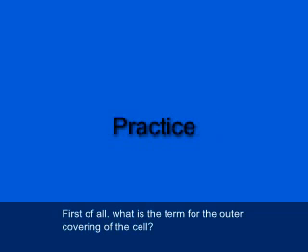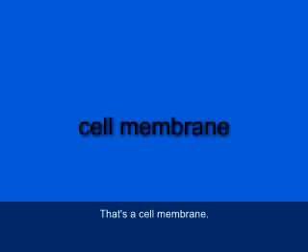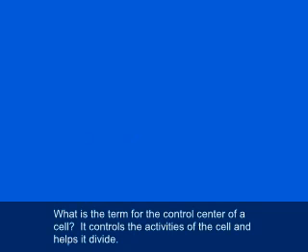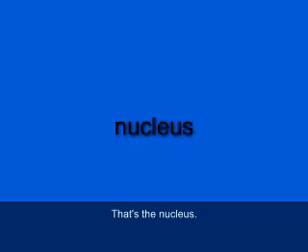First of all, what is the term for the outer covering of a cell? That's a cell membrane. C-E-L-L M-E-M-B-R-A-N-E. What is the term for the control center of a cell? It controls the activities of the cell and helps it divide. That's a nucleus. N-U-C-L-E-U-S.